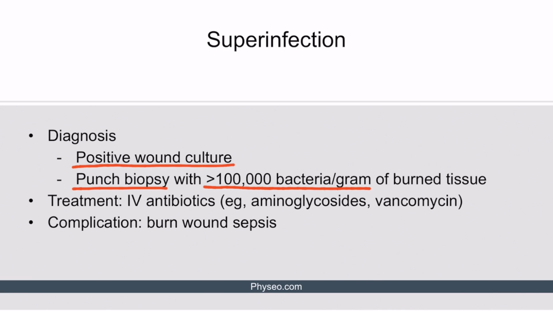The treatment is with IV antibiotics, which are often selected to cover against Pseudomonas and MRSA. Frequently used antibiotics in this setting include aminoglycosides and vancomycin. An important complication of a burn wound superinfection is burn wound sepsis. So let's discuss this next in more detail.